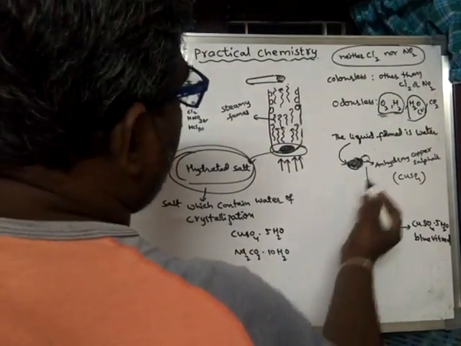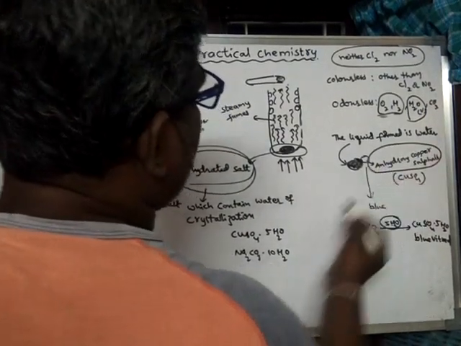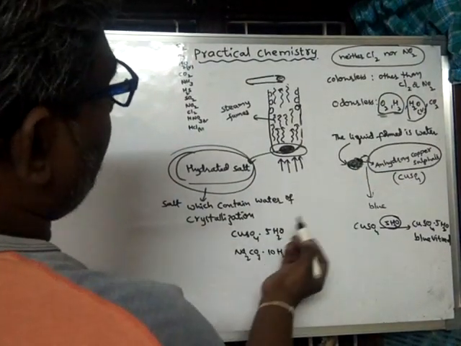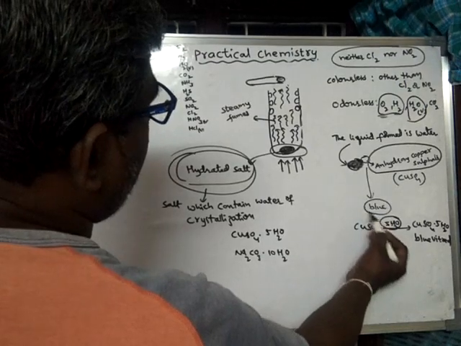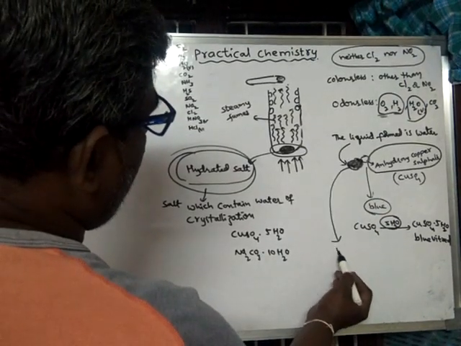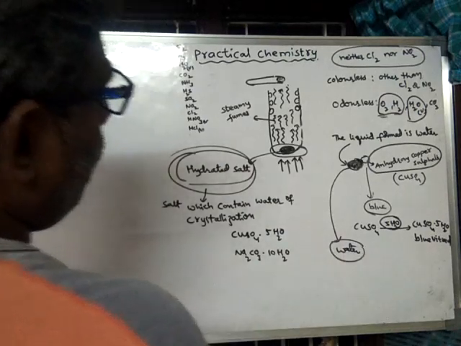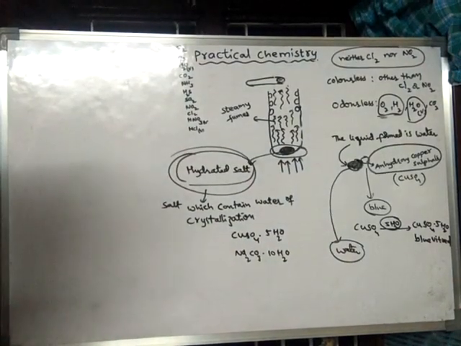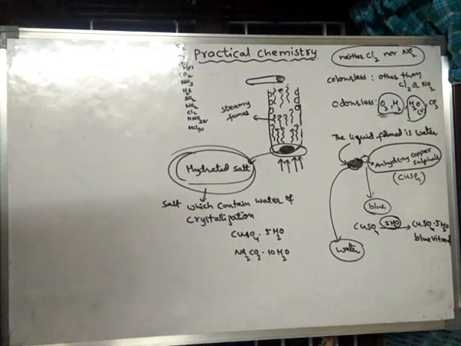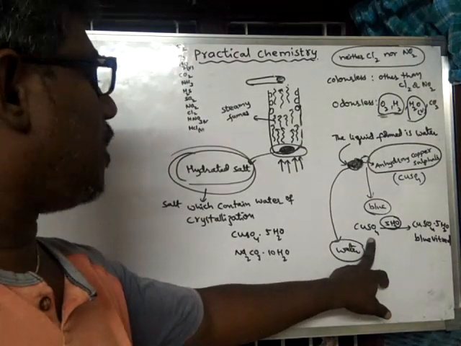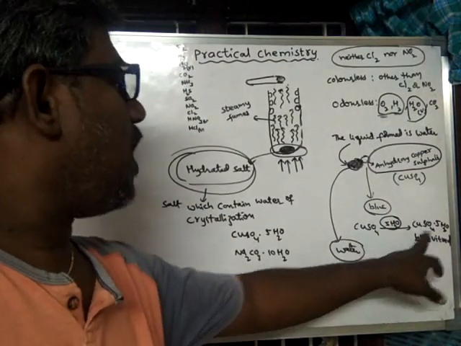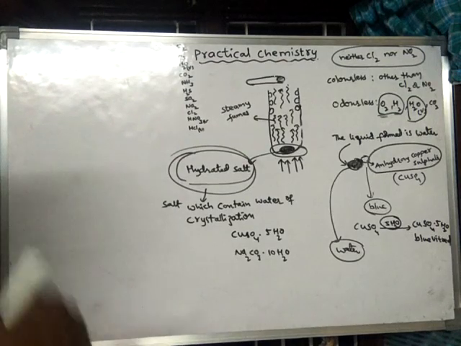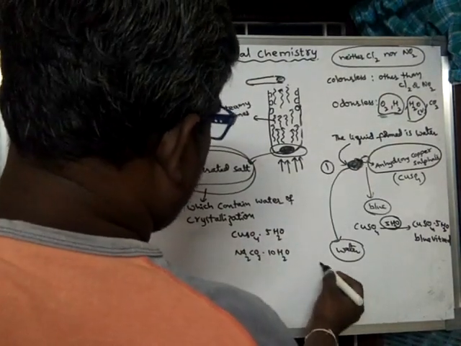So whenever anhydrous copper sulfate is made to come in contact with this liquid, if it turns blue, then that liquid is nothing but water. Only water can turn anhydrous copper sulfate blue. No other liquid can, because anhydrous CuSO4 will absorb moisture and finally convert into the hydrated crystal. So this is one test, and another test we can do.